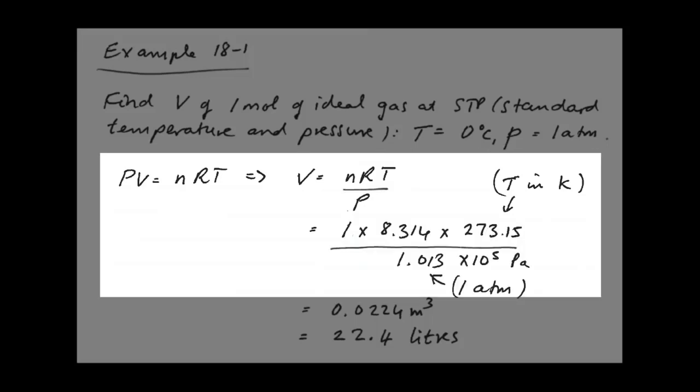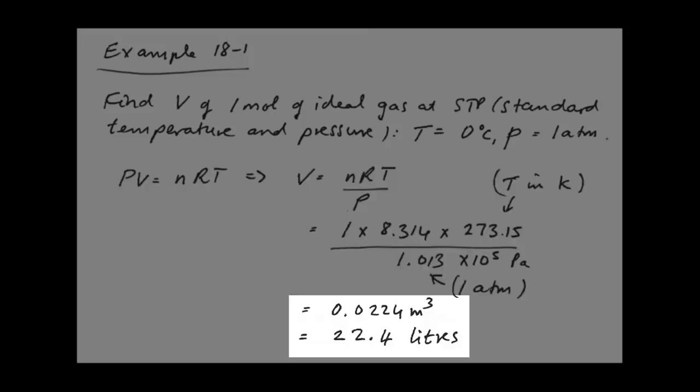Now remember, the temperature must be in Kelvin, so the 0 degrees centigrade is converted to 273.15 Kelvin, and 1 atmosphere is 101.3 kilopascals, so 1.013 times 10 to the 5 pascals. The answer is 0.0224 meters cubed. There are 1,000 liters in a cubic meter, so we multiply by 1,000 to get 22.4 liters.